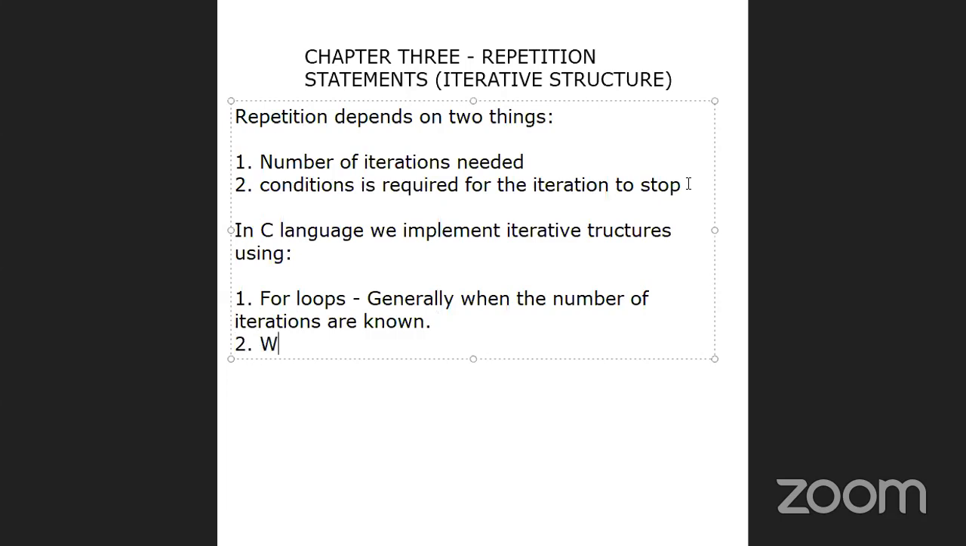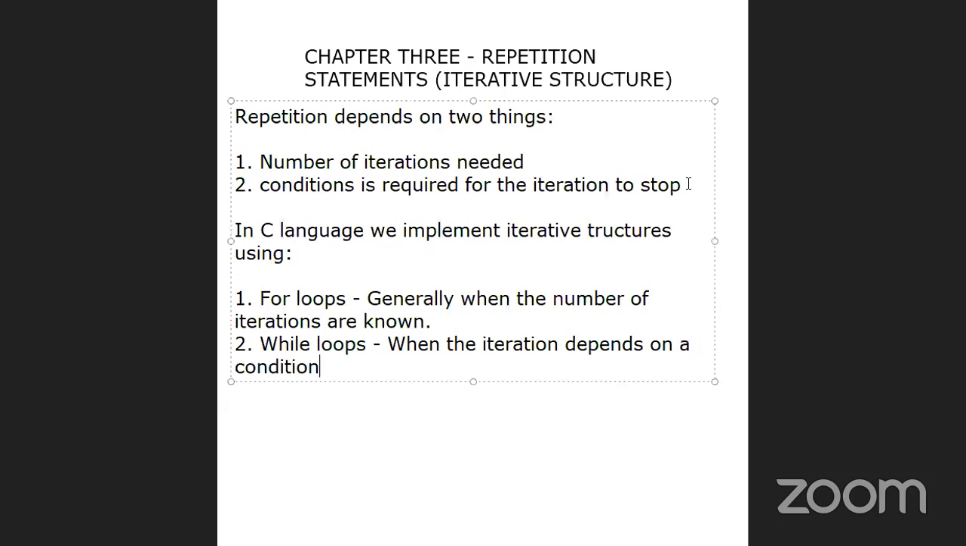The second is while loops. When do we use a while loop? A while loop depends on a condition. We use it when the iteration depends on the occurrence of an event or on a condition.